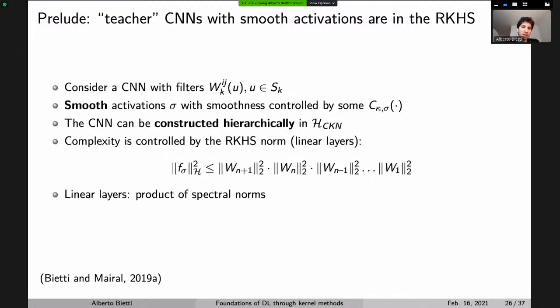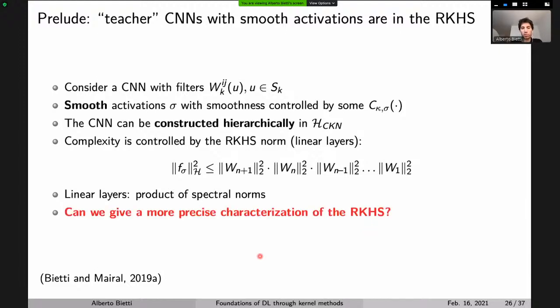But at least if you look at something linear, so linear activations, it's kind of artificial, but it shows the scaling with this product of spectral norms, which is a quantity that's been studied in other areas of deep learning for controlling Rademacher complexity of neural networks. So it can maybe be useful to control generalization.